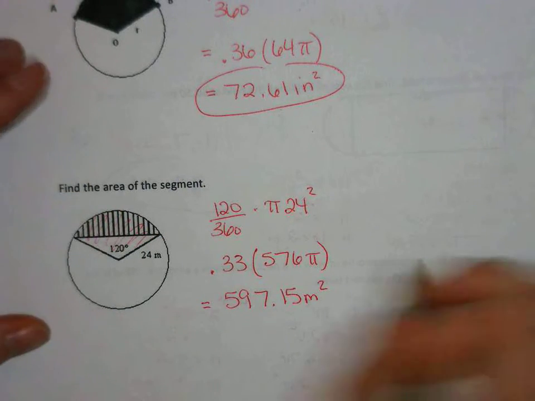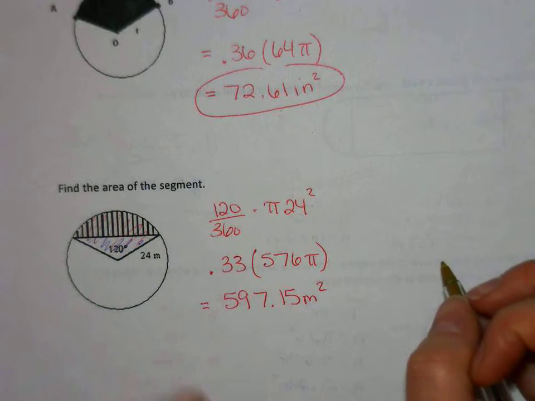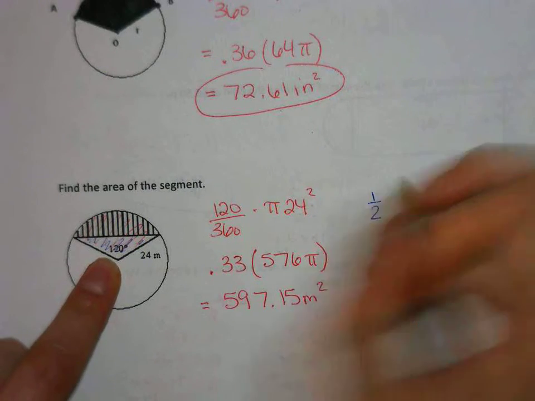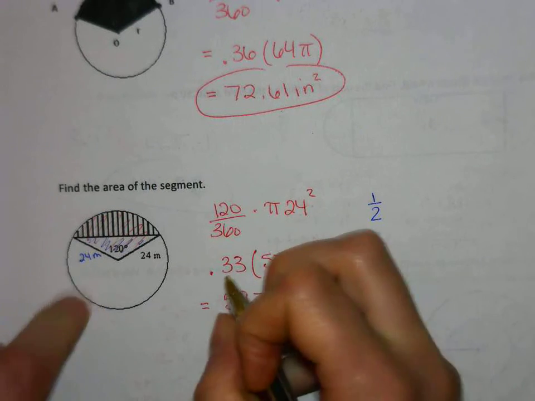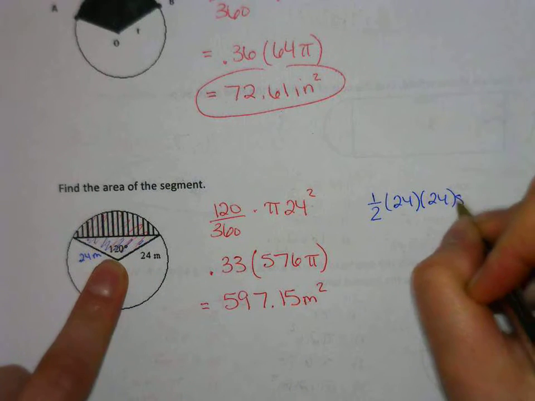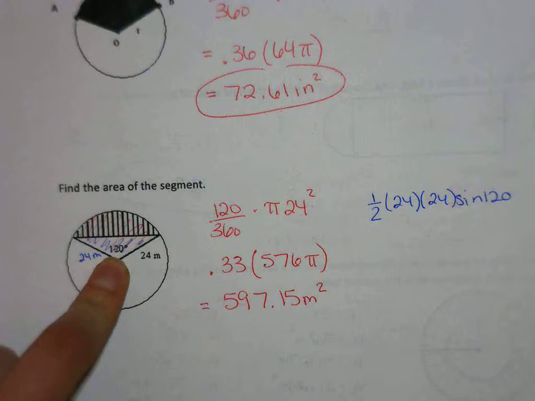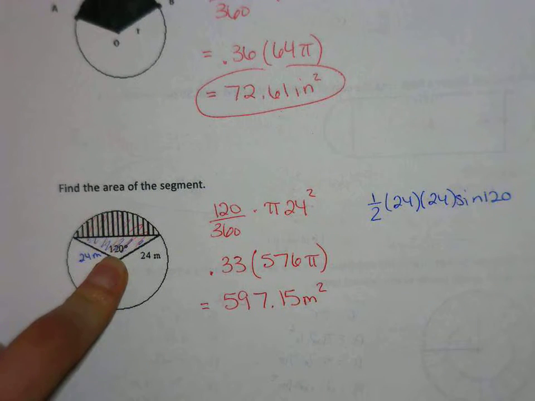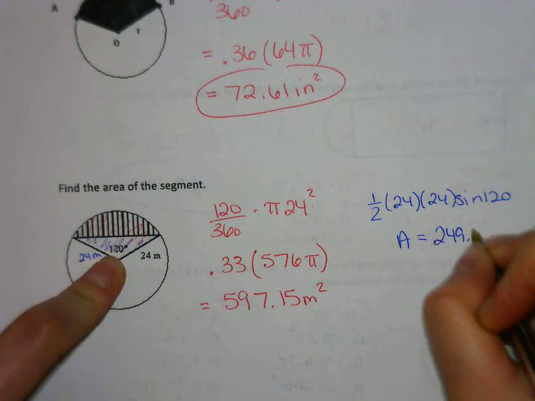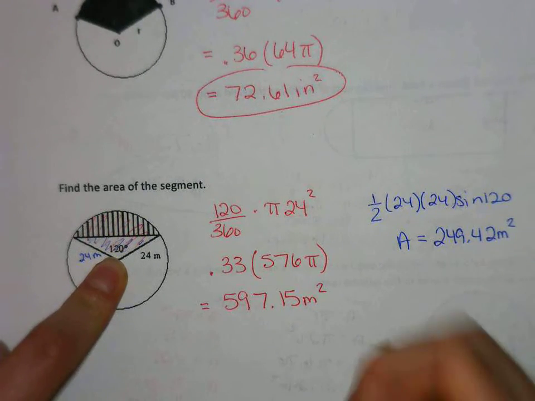We only want this top part, so we need to figure out what the area of our triangle is and subtract it from our total. So our triangle, remember the area formula we did was the half. We know this side length, because it's still our other radius, is 24, so we can do 1/2 times 24 times 24 times the sine of 120 degrees. So when we do 0.5 times 24 times 24 times the sine of 120 degrees, our area comes out to be 249 and 42 hundredths meters squared.